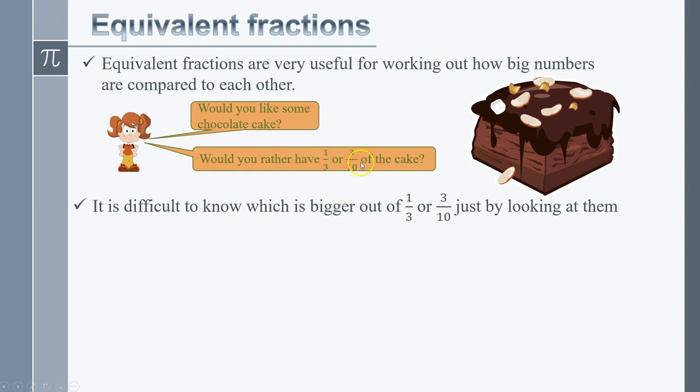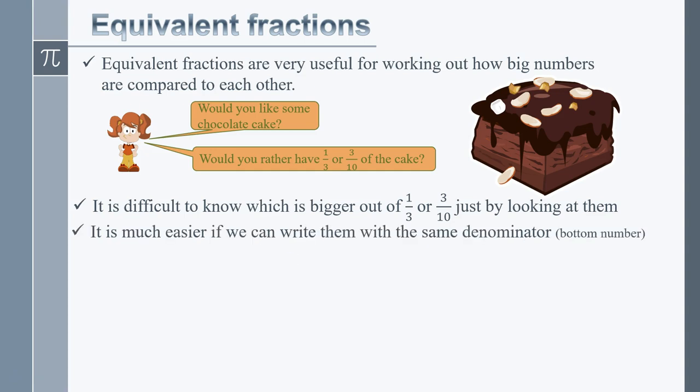Just by looking at the two fractions, it's difficult to tell which one's the biggest, and that's why having them with the same denominator, the same number on the bottom, makes life a whole lot easier. So we're going to do exactly the same as we did on the last slide, and we're going to do a bit of converting.